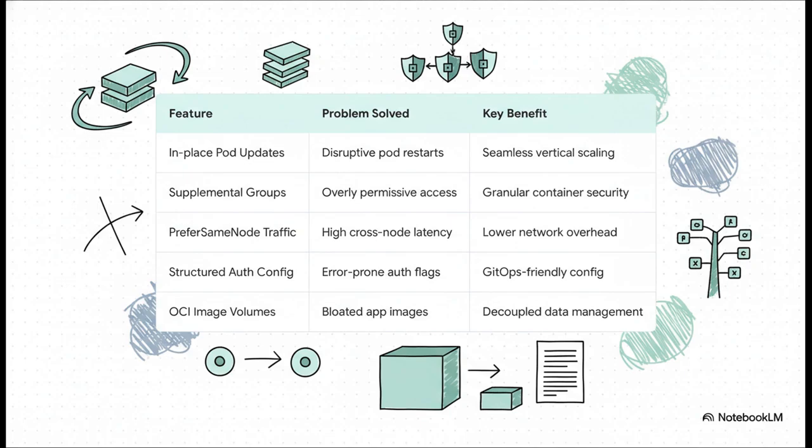Okay, let's bring it all together. Here is your at-a-glance summary. In-place pod updates solve those disruptive restarts for seamless scaling. Supplemental Group Control tackles overprivileged access for granular security. Prefer Same Node traffic reduces latency. Structured auth config replaces those error-prone flags with GitOps-friendly YAML. And OCI image volumes fix bloated images with decoupled data management. Five key problems, five really elegant solutions.